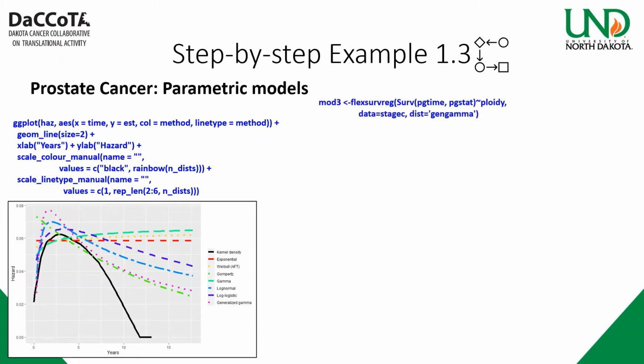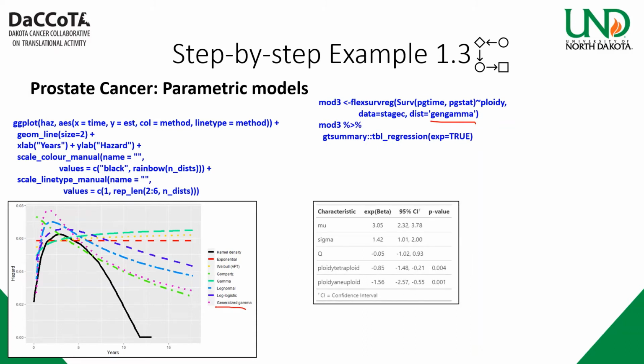Anyways, because I'm going to say generalized gamma is as close as we're going to get, we'll use that distribution and do a summary here. And what we find here, I added just ploidy from our last exploration. And what we found is that both of those are significant.